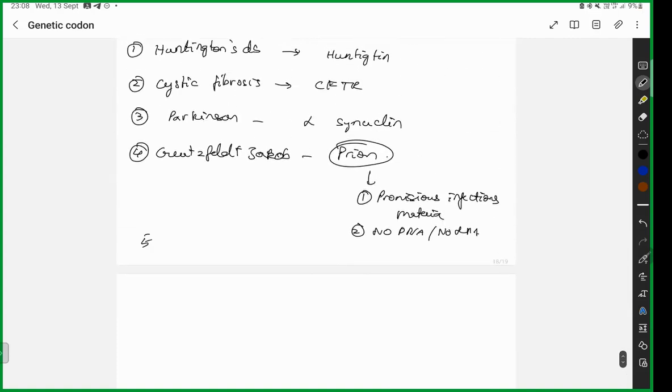Okay, number 5, you are going to talk about Alzheimer's. You all know Alzheimer's, isn't it? Alzheimer's is going to be due to beta amyloid. It is going to be due to beta amyloid.